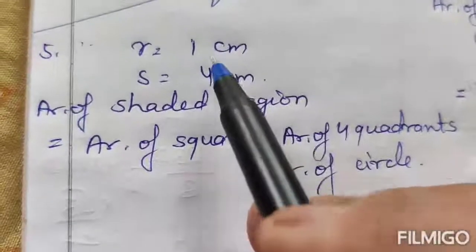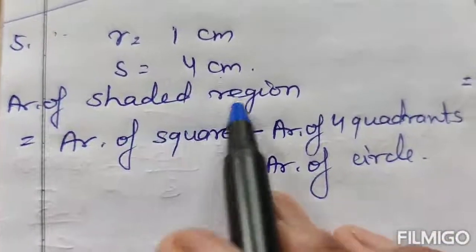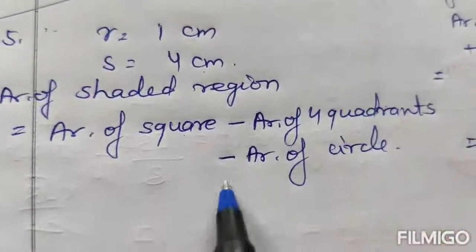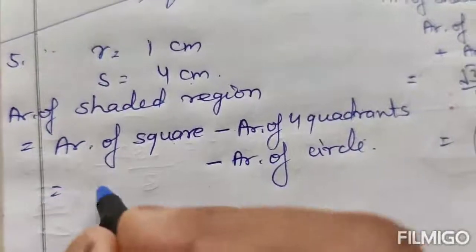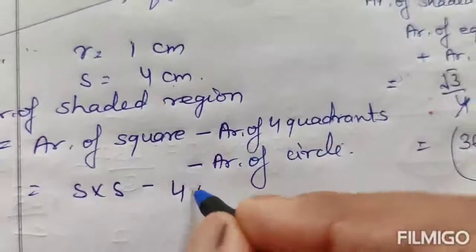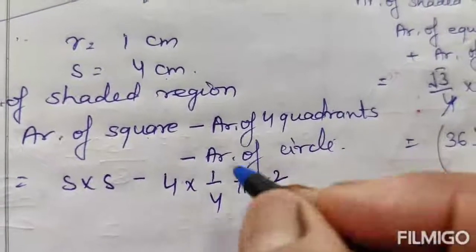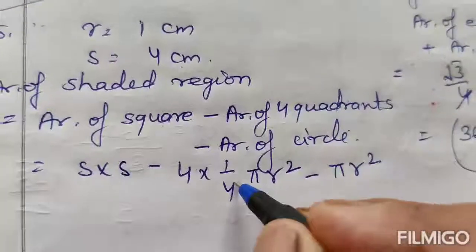Radius equal to 1 centimeter. Side of a square is 4 centimeter. Area of shaded region equal to area of square minus area of 4 quadrant minus area of circle. The area of square equal to side into side. And area of 4 quadrant means 4 into 1 by 4 pi r square, 1 by 4th of a circle, and area of circle is pi r square.